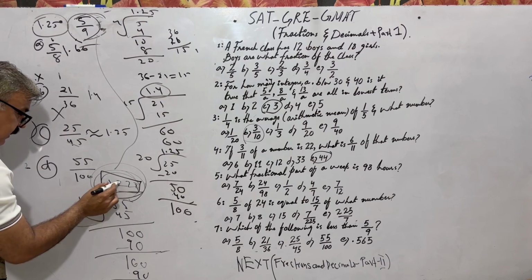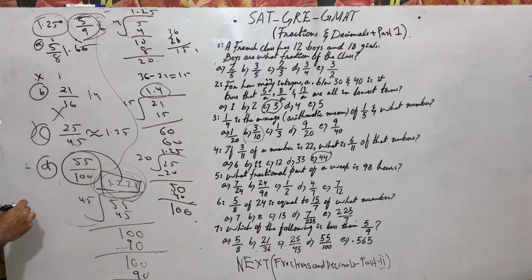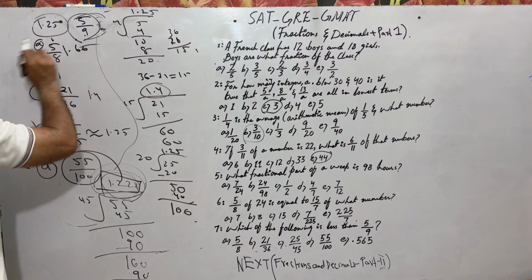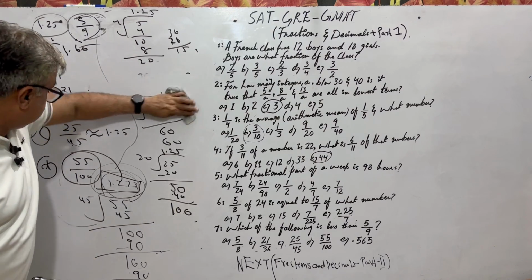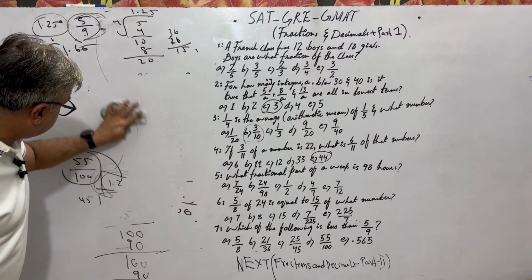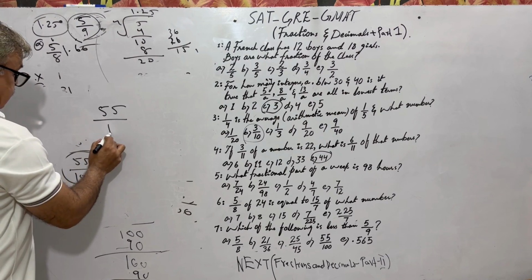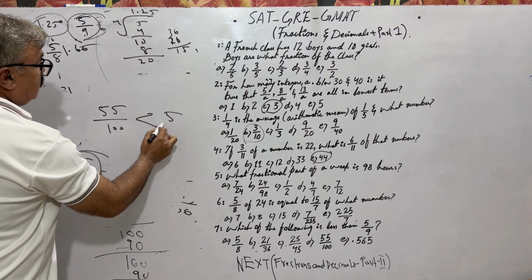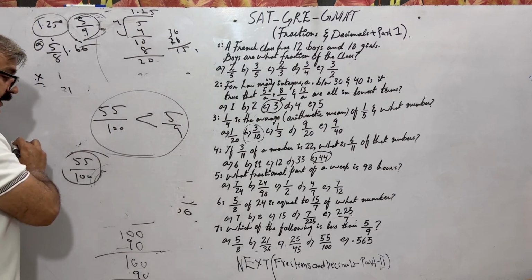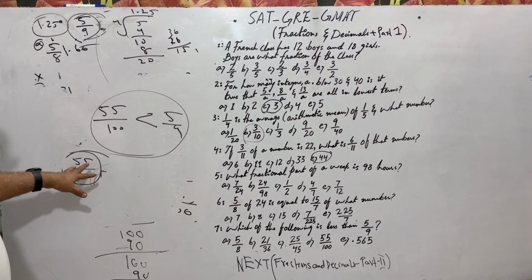So corresponding to this lesser decimal is 55 over 100. This number is less than 5 over 9. So 55 over 100 is less than 5 over 9.